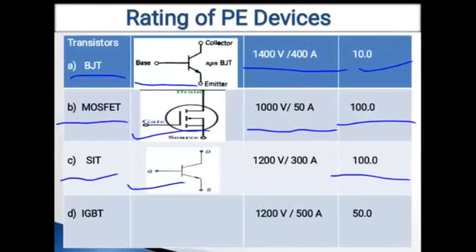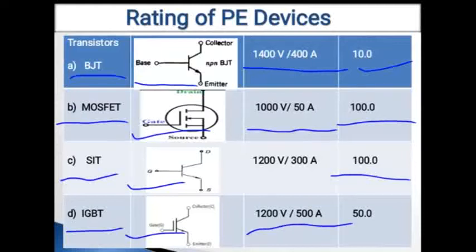Now next semiconductor device is the IGBT. IGBT means insulated gate bipolar transistor. It has three terminals like gate, collector and emitter, as you can see in this symbol, and it has a voltage rating of 1200 volt and a current rating in the order of 500 ampere, and the frequency range is in the order of 50 kilohertz.